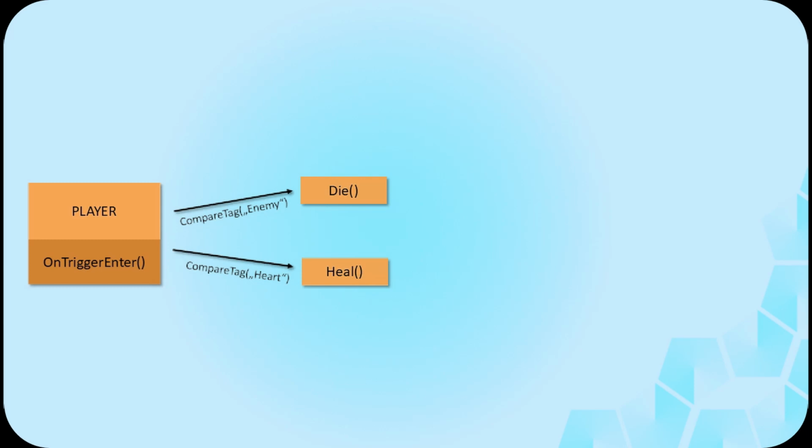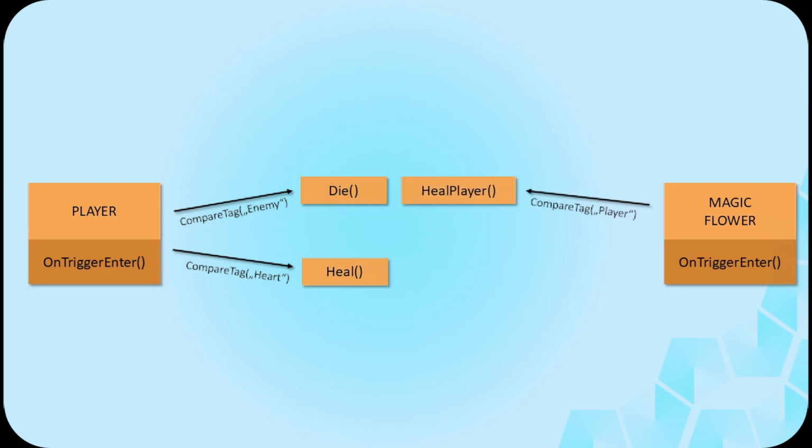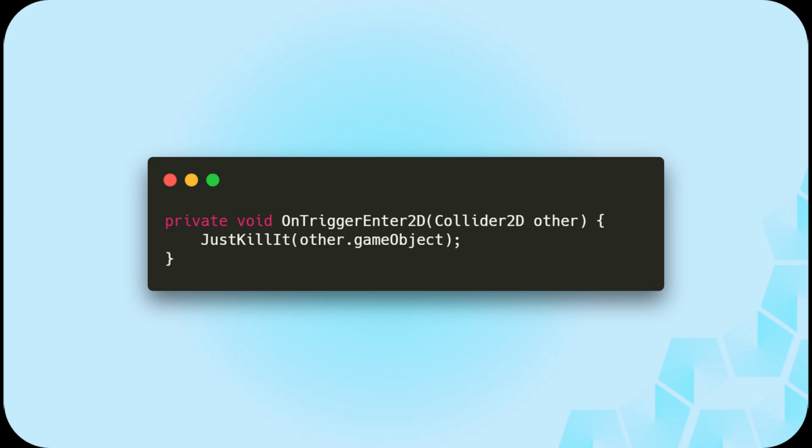On the other hand, you can have the script on the object which contains the trigger collider. For example, a magic flower. When a player gets in contact with the flower, it can heal the player. But if it's an enemy, the enemy will get damage. Or you don't care what entered your trigger and act the same every time.